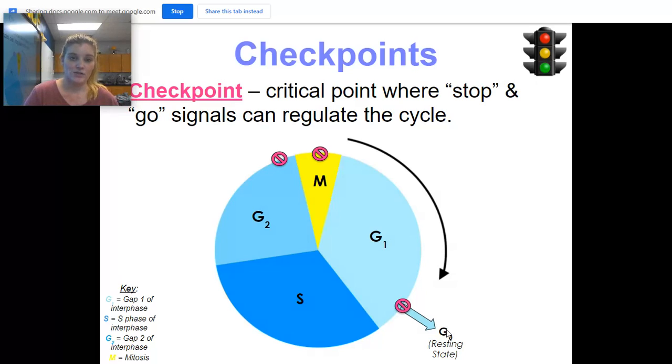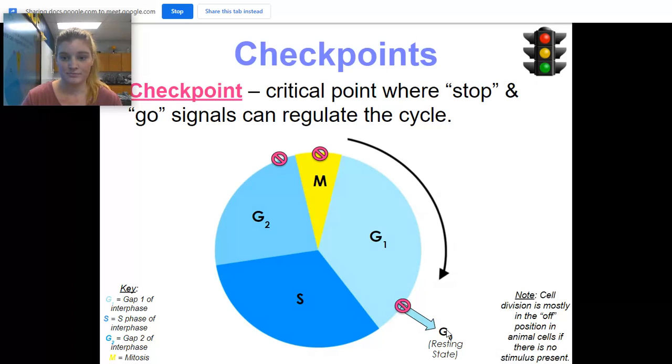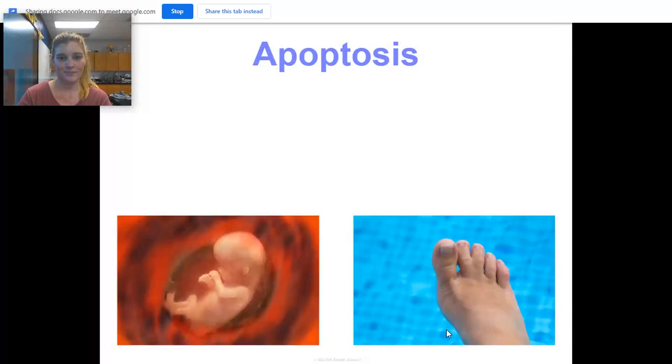Then by the end of the G2 phase, we have another checkpoint, and that's making sure that before we go into prophase, we have all of the DNA that we need to split into two successful cells. Then within mitosis, you have another checkpoint that's going to make sure that everything is going smoothly and the cell is going to be able to split the way it needs to. And most of the time, we aren't actively dividing the cell. So there's only these few checkpoints that we need to work on throughout the whole process.